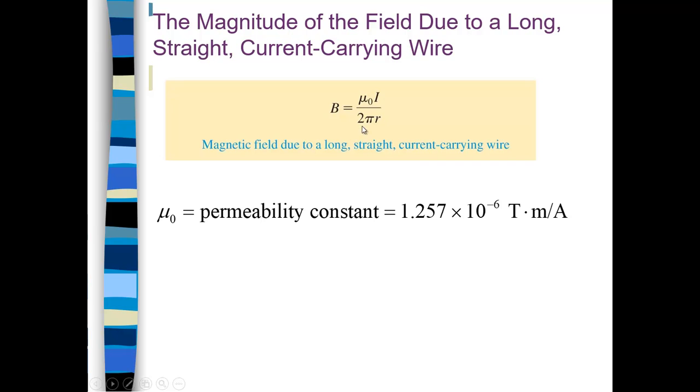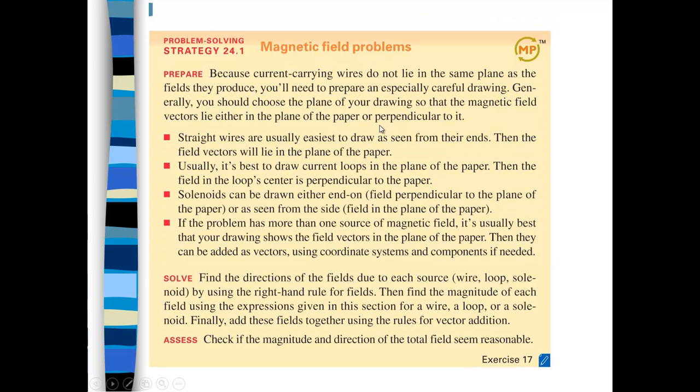And so we just take our permeability constant times the current in amps divided by 2 pi r, where r is the radius or the distance of that point away from the current carrying wire. So this is due to a straight wire. And what we'll want to do is we'll do a straight wire.